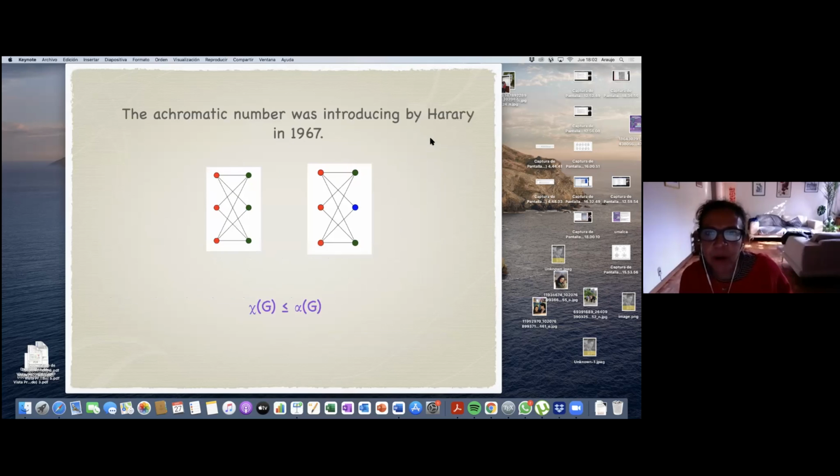The achromatic number was introduced by Harary in 1967, and it's a natural upper bound of the chromatic number. Why? Because if you have a coloring that attains the chromatic number, it's also complete. If that is not the case, and you have two colors that don't have an edge that joins them, you can recolor the graph and obviously improve the chromatic number, and that is a contradiction. Then the colorings that attain the chromatic number are also complete.